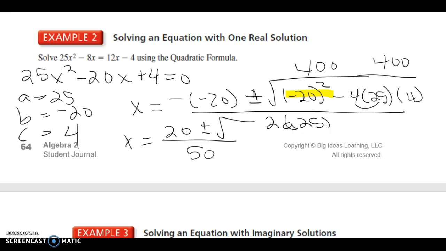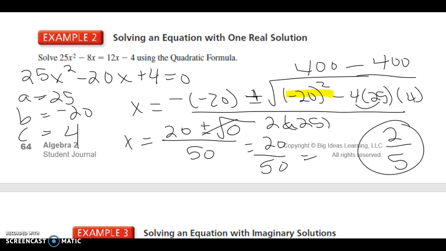Look, checking the signs, I only have one negative, so it's going to stay minus. So 400 minus 400 is 0. The square root of 0 can just drop. So I have 20 over 50, which reduces to 2/5. So I only have one solution here, 2/5.